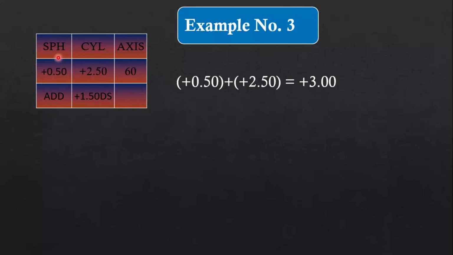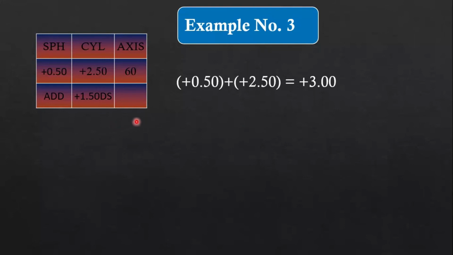For distance, firstly we'll go for new spherical and we need to add the algebraic sum of the given value of spherical and cylindrical. Now in this example, the algebraic sphere is plus 0.50 diopter sphere and the algebraic cylinder is plus 2.50. After adding algebraic numbers plus 0.50 and plus 2.50, you will get the new spherical value, that would be plus 3.00 diopter sphere.